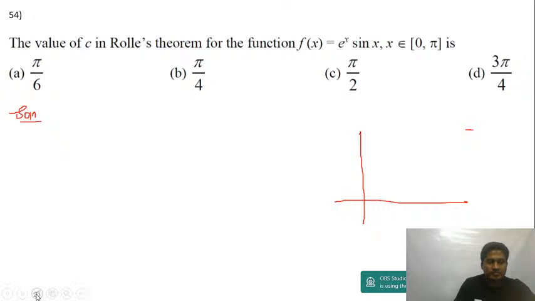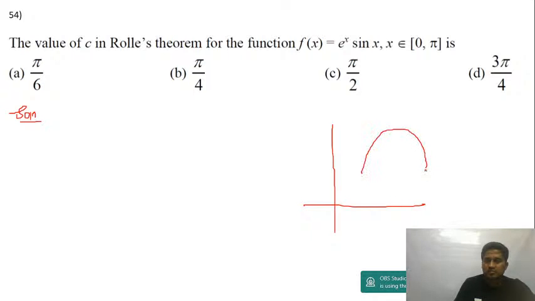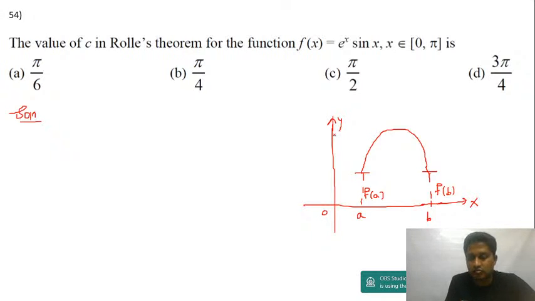Either you take an upward curve or a downward curve, no problem. It should be continuous in the closed interval. If you take a curve like this, downward, or an upward curve, no problem. Suppose I take this as a, this will be f of a. If I take this as b, this will be f of b. This is x, this is y. It should be continuous in the closed interval, derivable in the open interval, and f of a should be equal to f of b. See the graph.